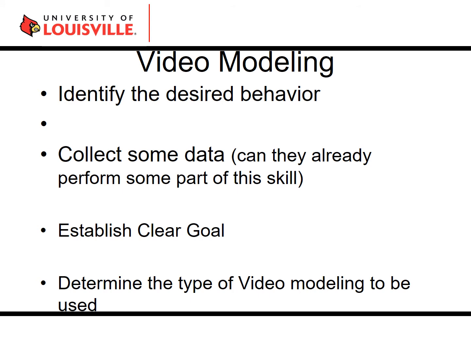Next, we would collect some data. For example, can the learner perform some parts of changing their pad, such as maybe they can pull up their pants, or perhaps they can peel the sticky tape off the back. We've already established a clear goal to change their pad independently. So now we need to determine what type of video modeling we will use. In our example, it's video prompting.